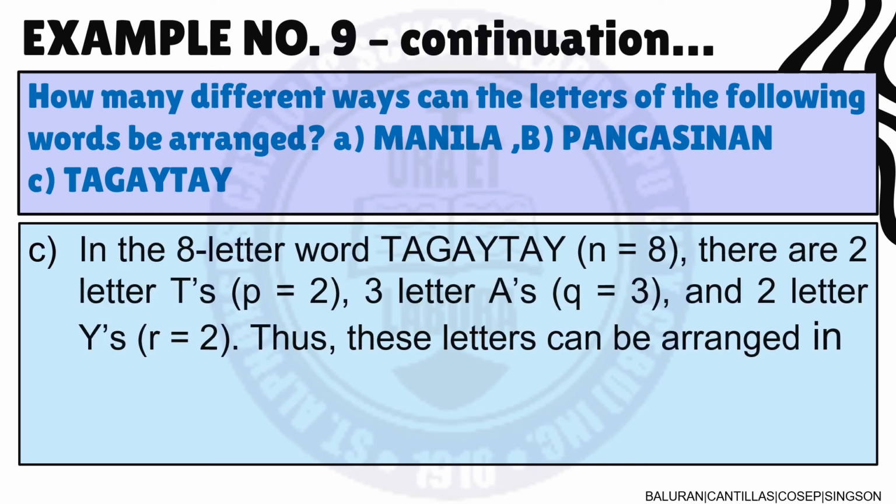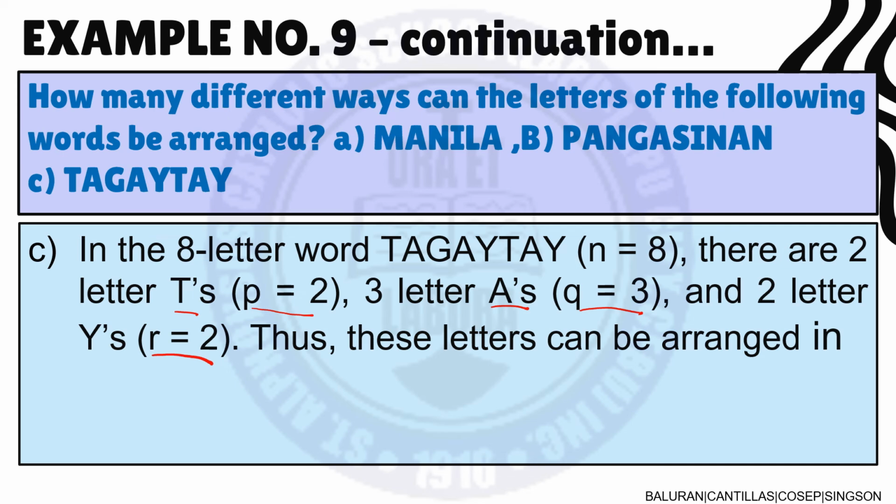Letter C, Tagaytay. Tagaytay has a total of 8 letters, therefore that will be our n. We have T here, which is repeated twice, so that will be our p. P here is equal to 2, for letter T. Then A here is also repeated thrice, so that will be our q, which is equal to 3. And Y is also repeated twice, so this will be our r, which is equal to 2.